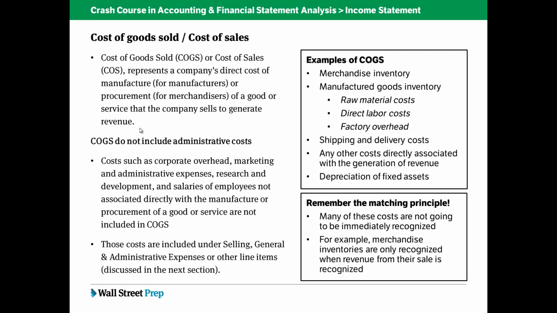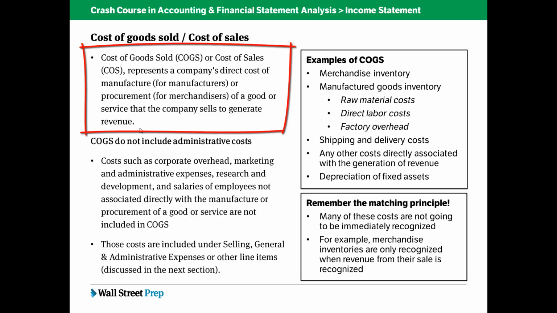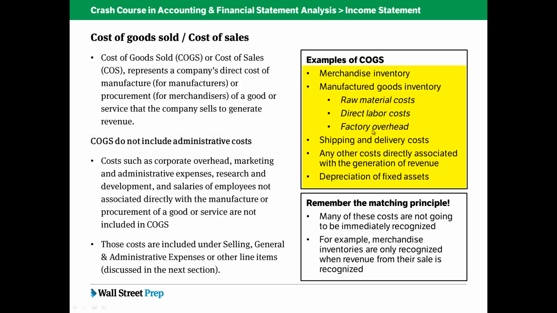We now turn to cost of goods sold, also referred to as cost of sales. Now, cost of goods sold represents the company's direct cost of manufacture for manufacturers or procurement for merchandisers of a good or service that the company sells to generate revenue. So when we're talking about what cost of goods sold really are, these are direct expenses.